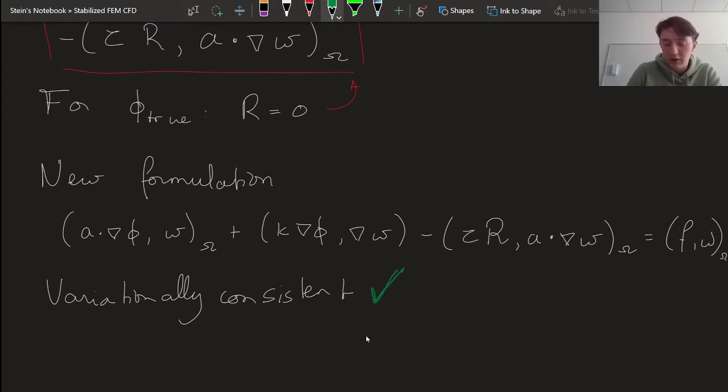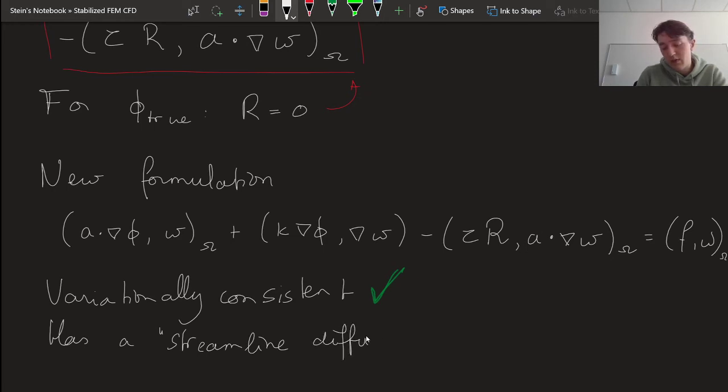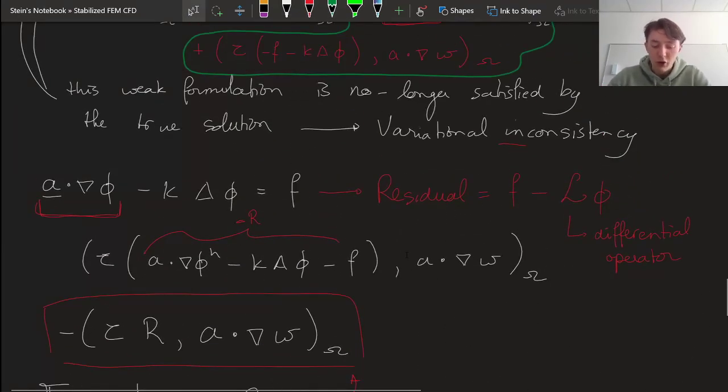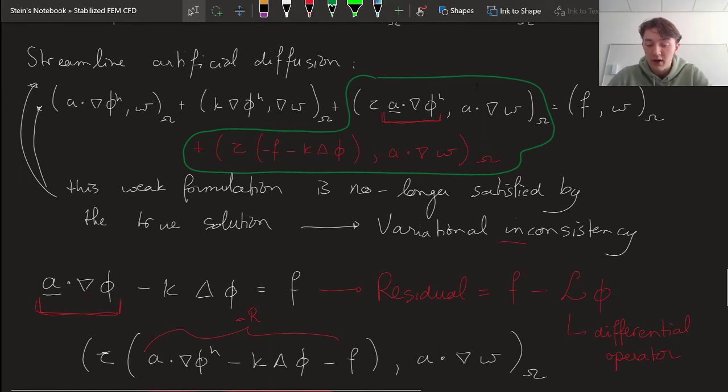So it's variationally consistent, and it has a streamline diffusion effect. And why am I saying that it has a streamline diffusion effect? Well, again, one of the terms that we still have in this formulation is this term that we specifically added to fix our problem. The additional terms, something that we maybe can look into a little bit.